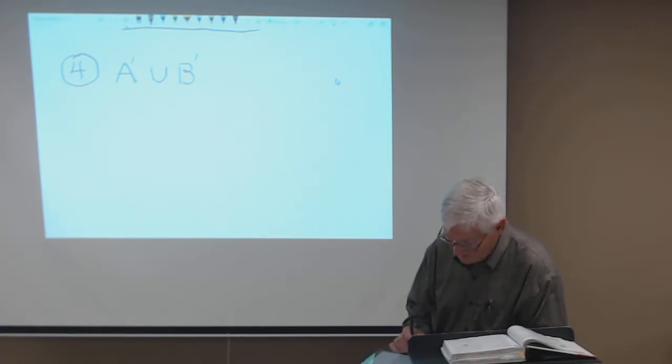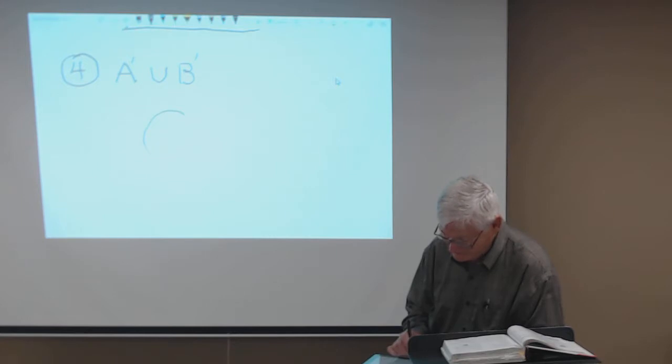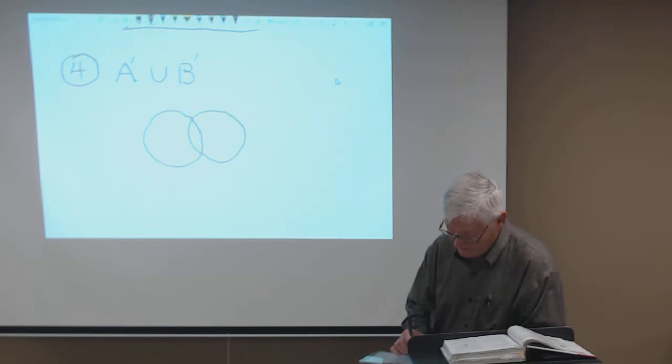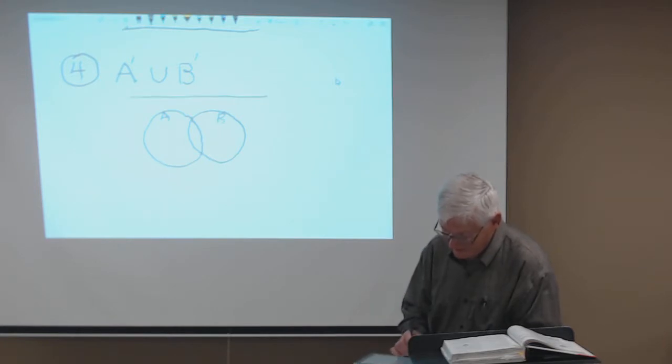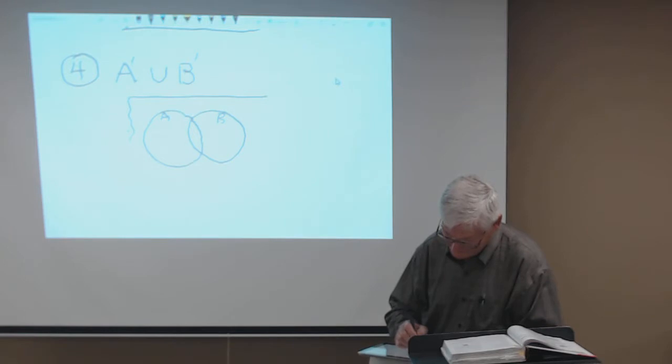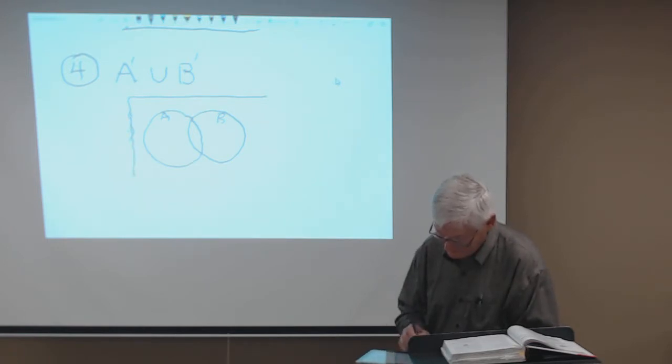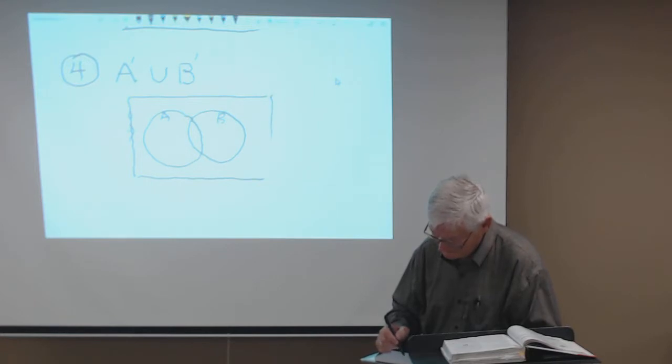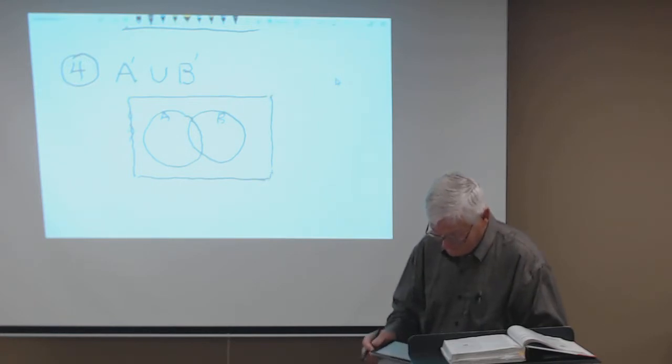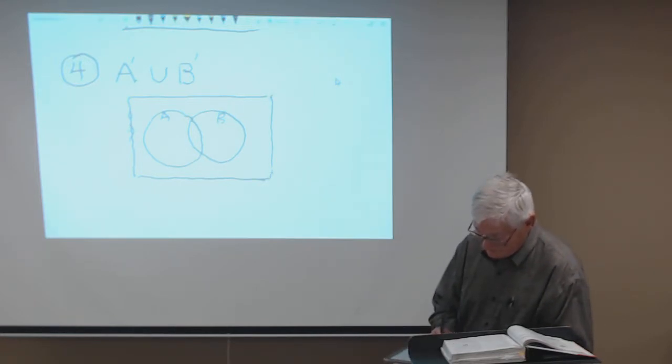So I'm going to make a circle for A and a circle for B. Going to draw a box around it. Come on, get those lines straight. Okay, and that's the universe.